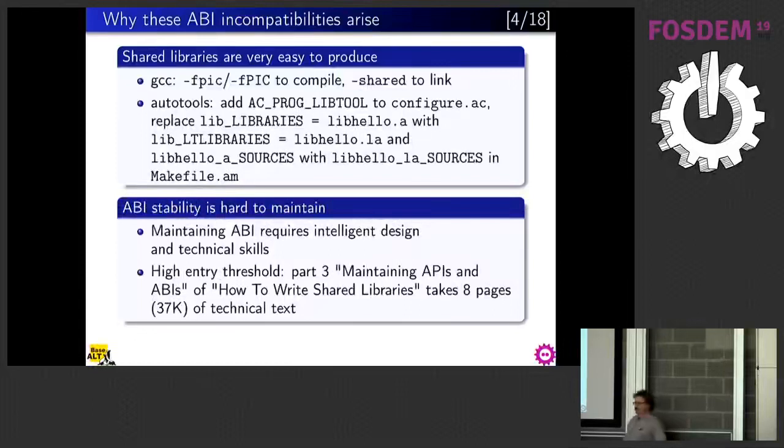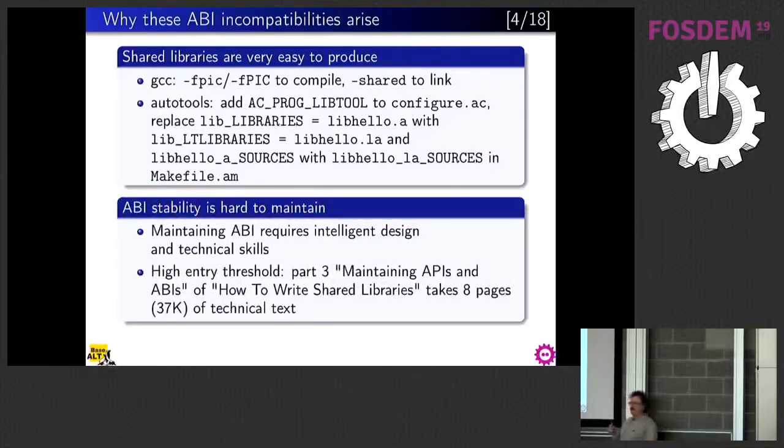So why do all these problems arise? It's because shared libraries are too easy to produce. You just add an option to GCC, and if you're using Autotools, it's as simple as changing LIBRARIES to LTLIBRARIES and _A_SOURCES to _LA_SOURCES. It's too easy to make them. But maintaining ABI stability is really hard. It requires intelligent design and quite technical skills, and the entry threshold is really high.